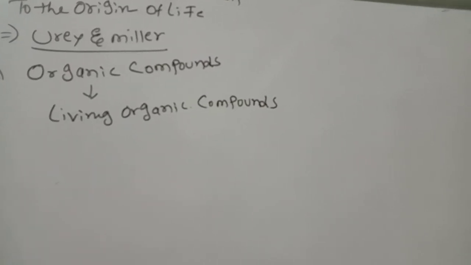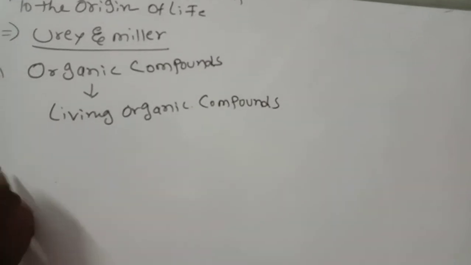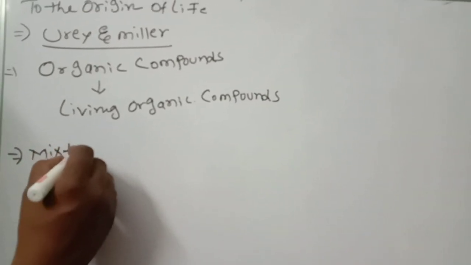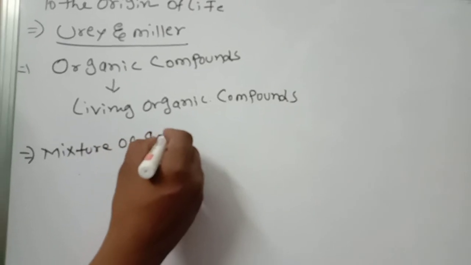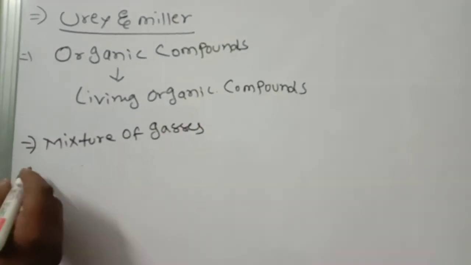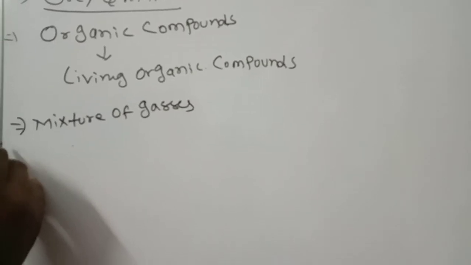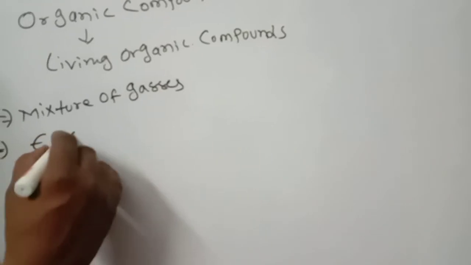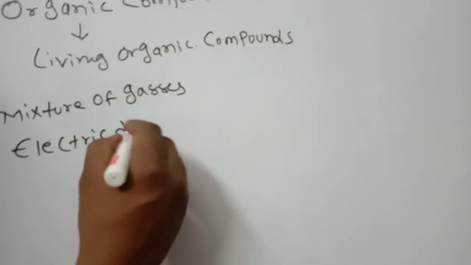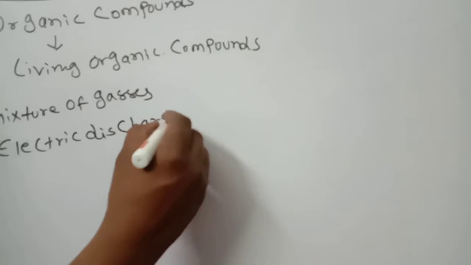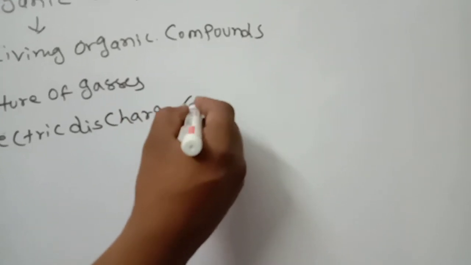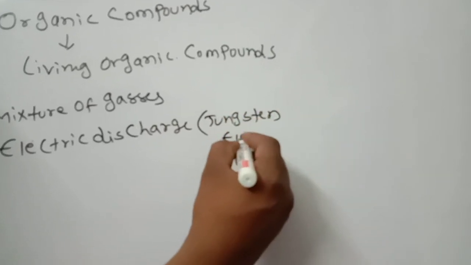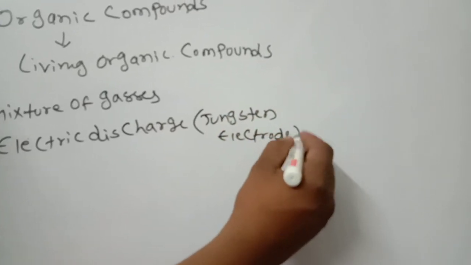Okay, see now, what is the first one? Mixture of gases. What are the requirements for his experiment? What did they do? They took, number one, a mixture of gases, and number two, electric discharge. How did they create the electric discharge? Miller used a tungsten electrode.